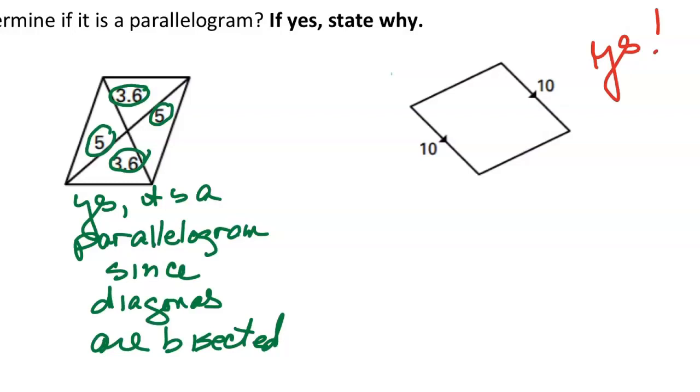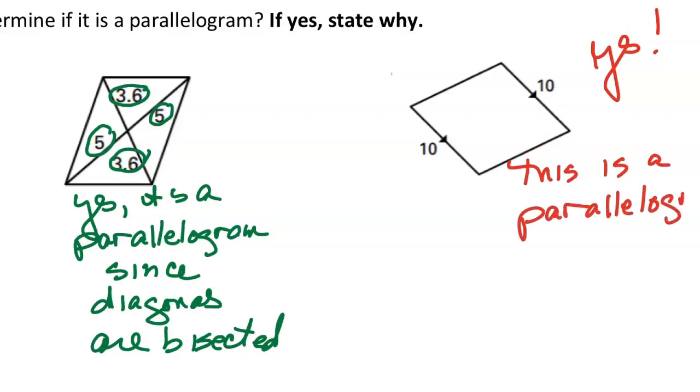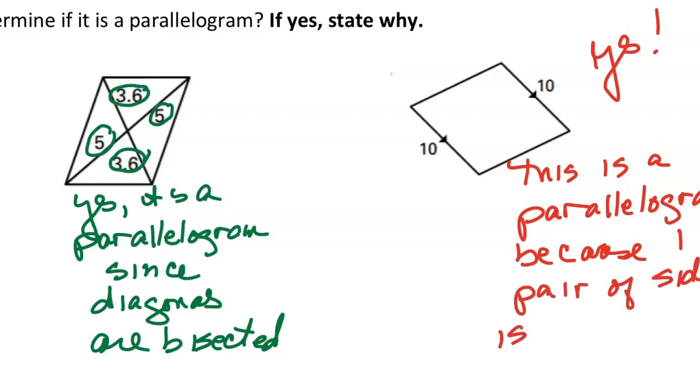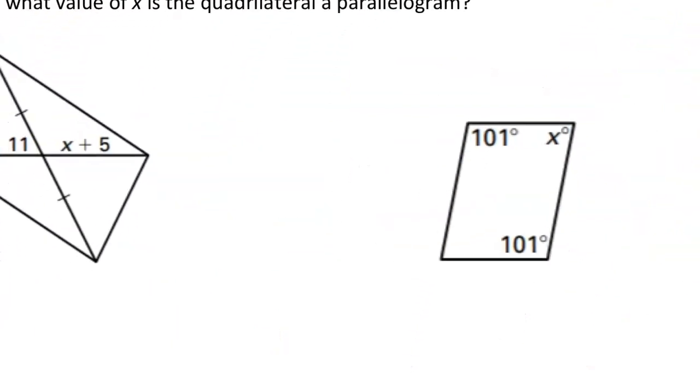Okay, next one. Next one you can say yes also. And it's because this is a parallelogram because one pair of sides is both, and it has to be both, parallel and congruent. That's what makes that a parallelogram.